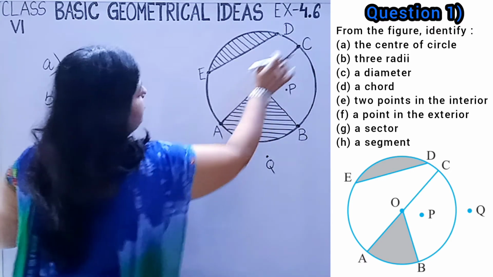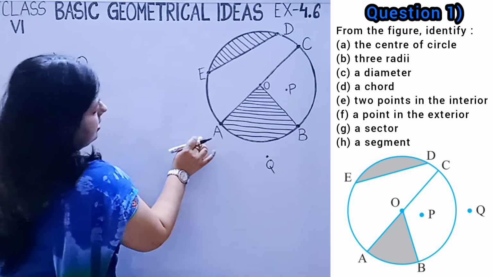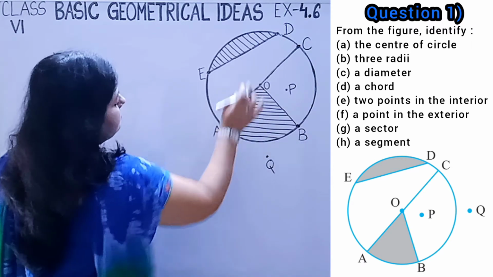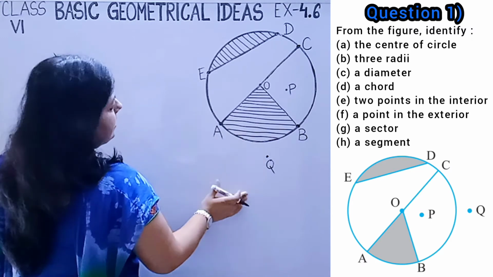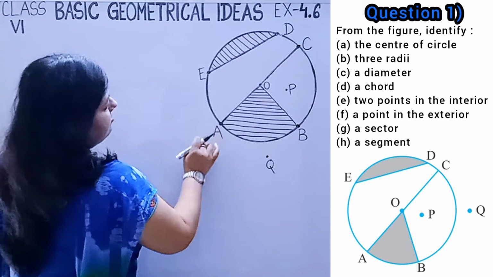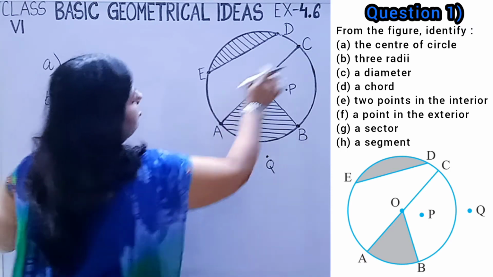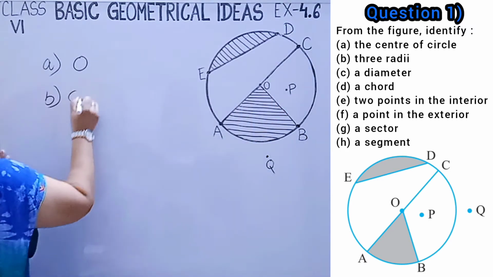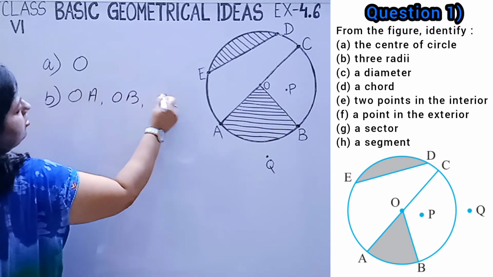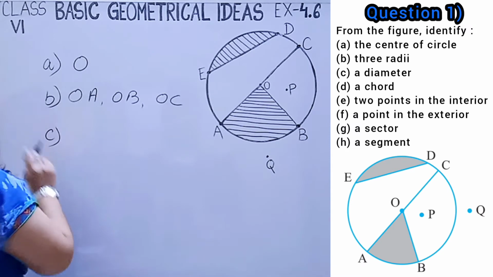It means OP, OA and OB are radius. And what is plural of radius? Radii. It means we have 3 radii. OA, first one, second one, OB, third one, OC. OA, OB, OC.